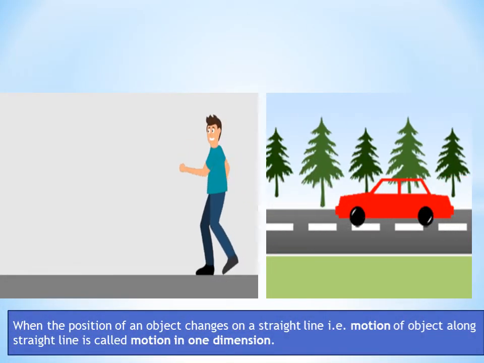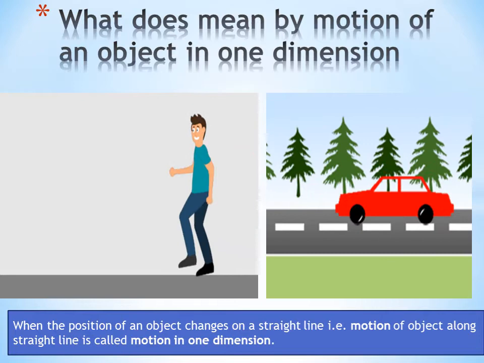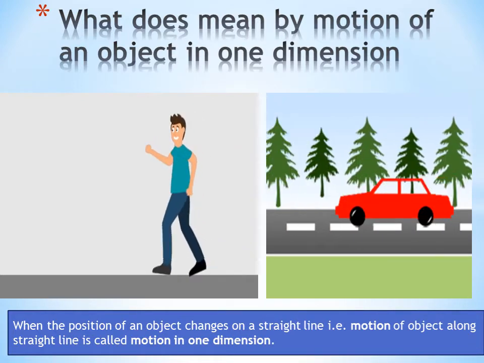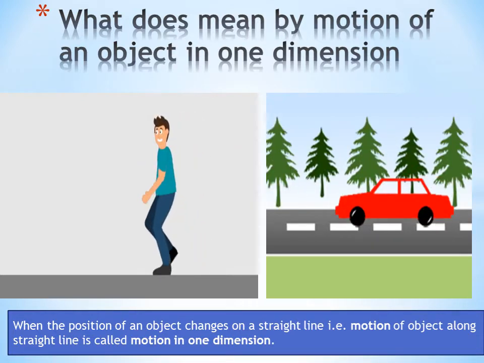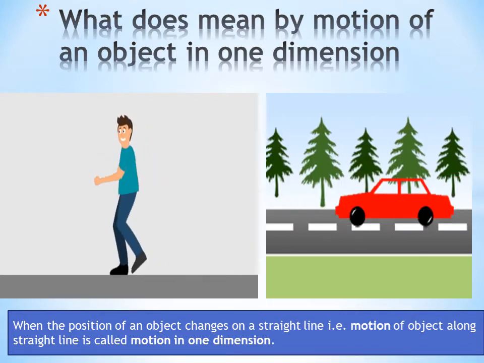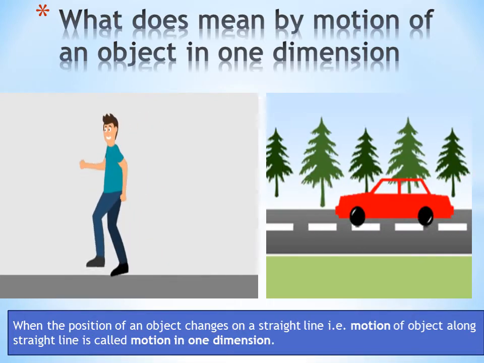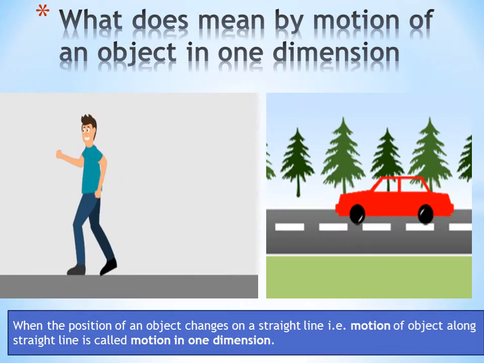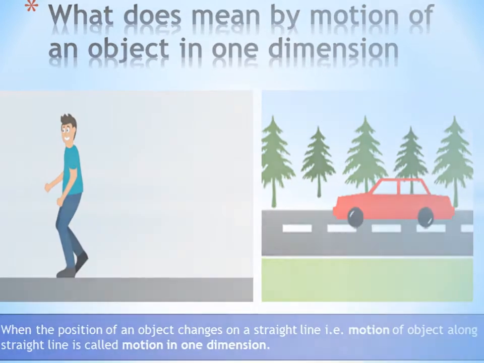In this topic, we are going to learn about the motion of a particle in one dimension. For that, we have to understand what is meant by motion in one dimension. When the position of an object changes on a straight line, that motion of the object along the straight line is called motion in one dimension.